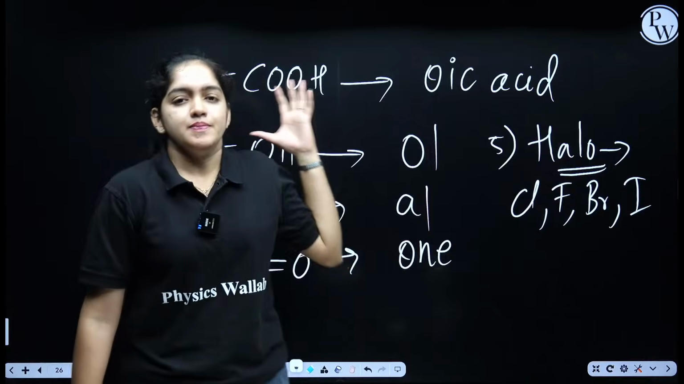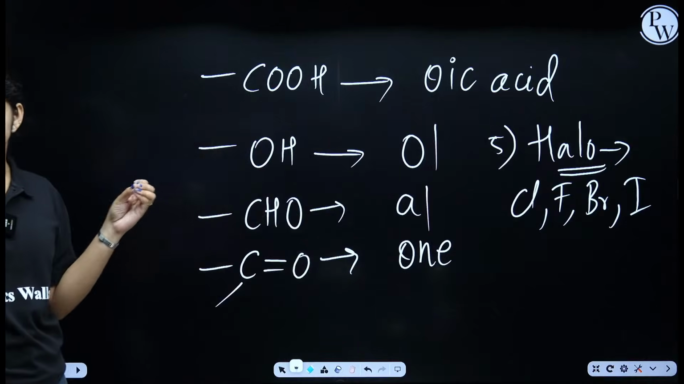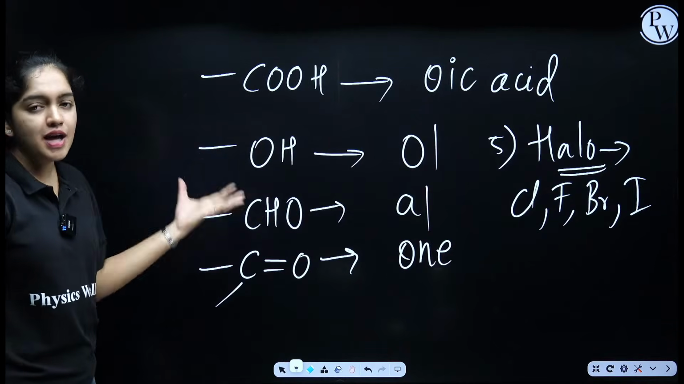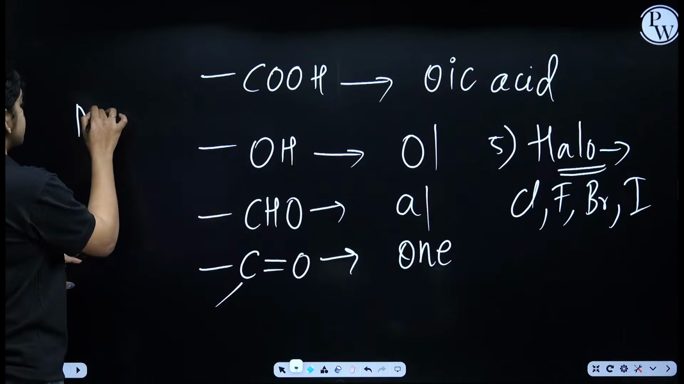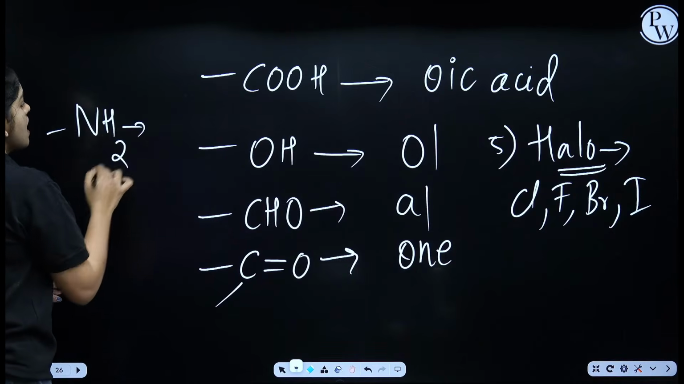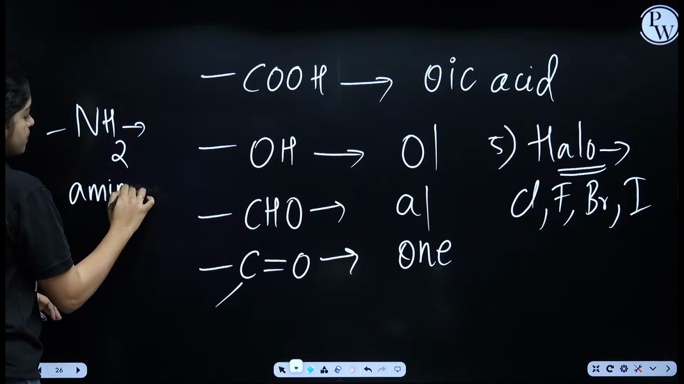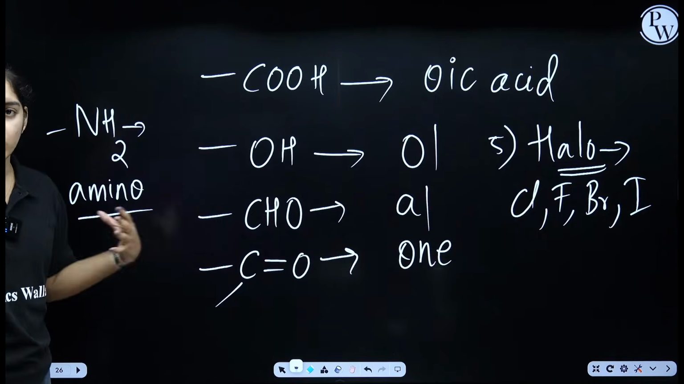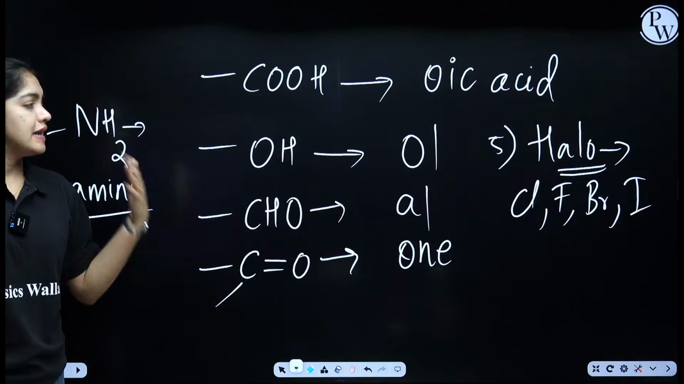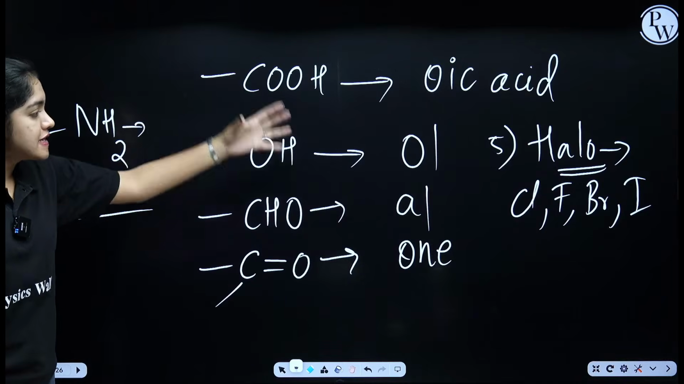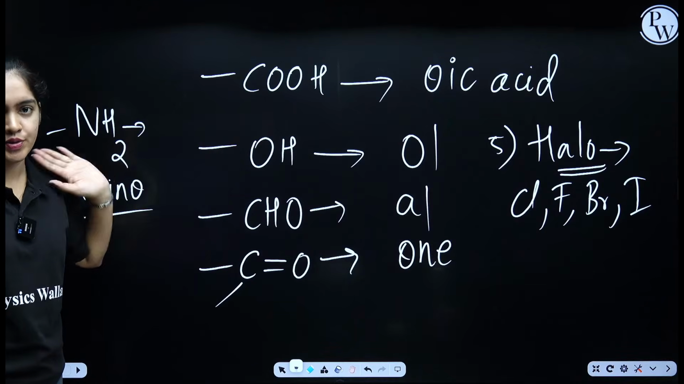So, study these functional groups. Now we can go to the other things, like NH2. What does NH2 mean? Amino group. Also amide, and acid chlorides. So these are the main functional groups that we should learn.